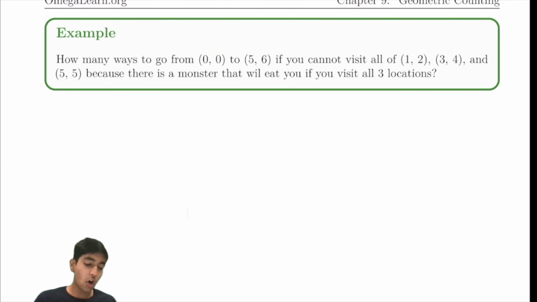How many ways are there to go from (0, 0) to (5, 6), where you can't visit all of (1, 2), (3, 4), and (5, 5)? Because there's a monster that will eat you if you visit all 3 locations. So you can visit 1 or 2 of them, you just can't visit all of them, because then the monster will eat you. So, how should we do this?